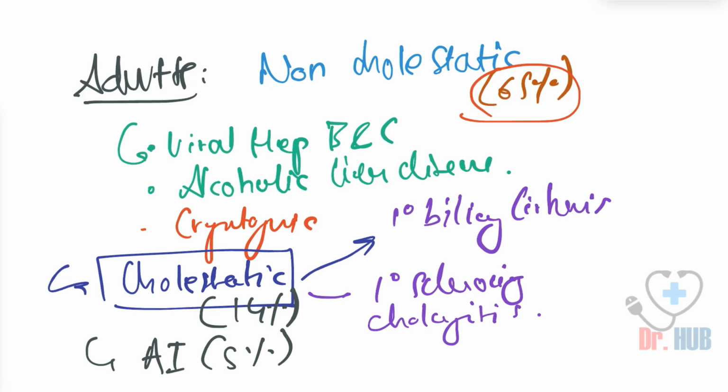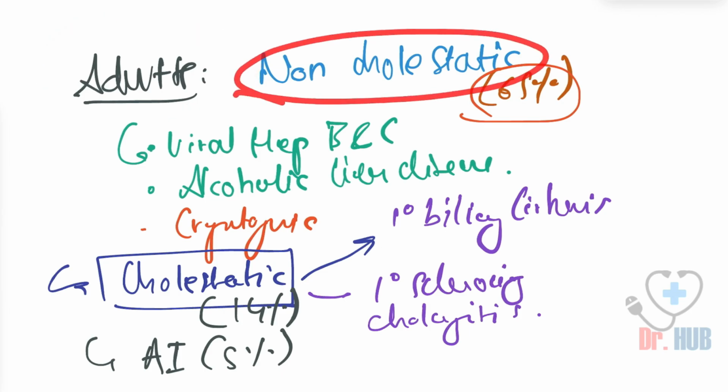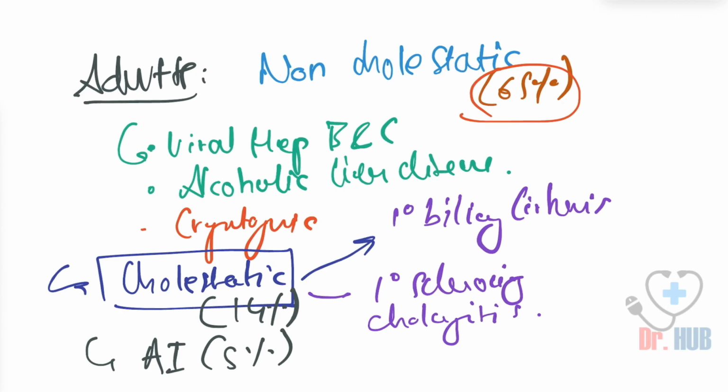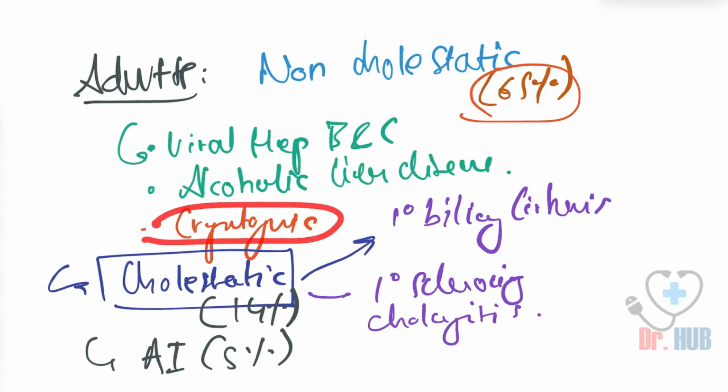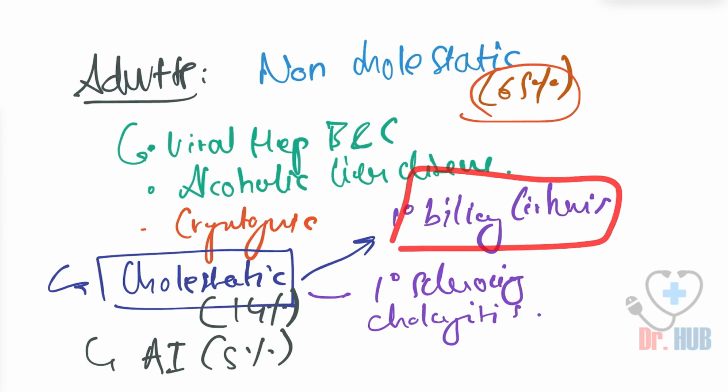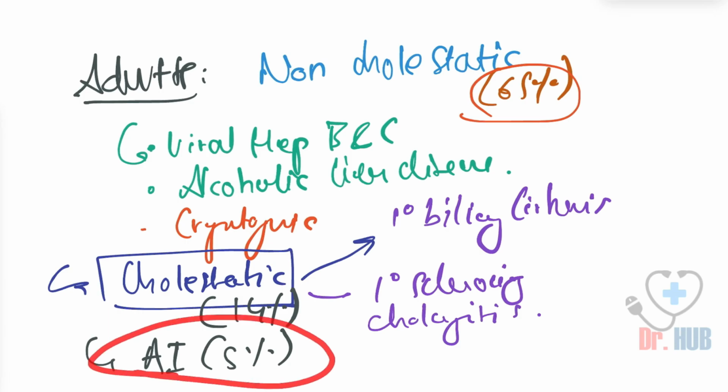So let's just recap. We dealt with the indications of liver transplantation and we are dealing with the adults. Here the non-cholestatic forms about 65%. It includes viral hepatitis B and C, then alcoholic liver disease, as well as the cryptogenic. All this amounts to 65%. Then comes the cholestatic. Cholestatic amounts to about 14%, and this includes primary biliary cirrhosis as well as primary sclerosing cholangitis. Then comes the autoimmune. Autoimmune contributes to about 5%.